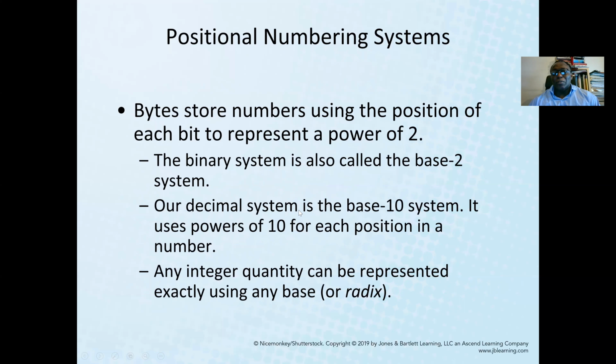Also, we have the decimal system. That's what we know. The base is 10. Why? Because there are 10 digits, from 0 to 9. So our decimal system is base 10. It uses powers of 10 for each position in a number. We will go through an example of this soon.